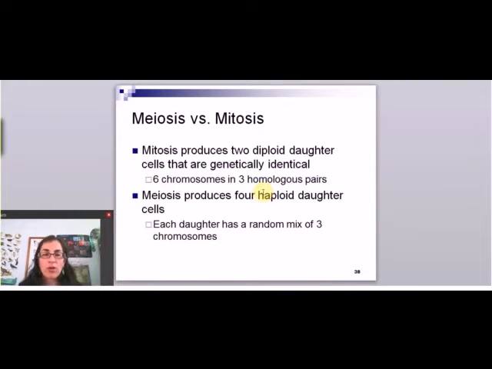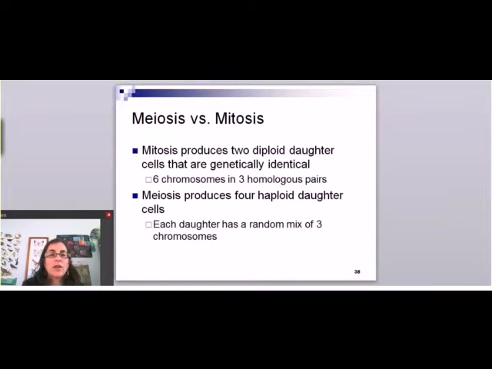The first is the outcome. Mitosis will make exact copies. So if you start with a cell that has 6 chromosomes, then you're going to make 2 daughter cells that also have 6 chromosomes. On the other hand, meiosis is going to produce 4 haploid daughter cells from the same diploid cell. So if you start with a mother cell that has 6 chromosomes, you're going to have daughter cells that have a random mix of 3 chromosomes.